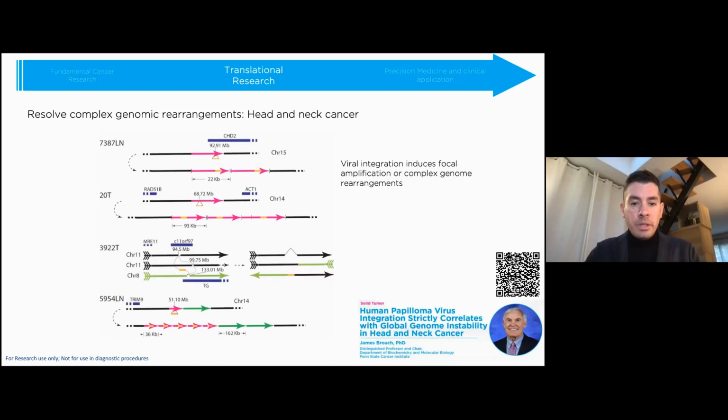But how does it apply to the field of precision medicine? This is what we will discuss in the last part of this workshop.